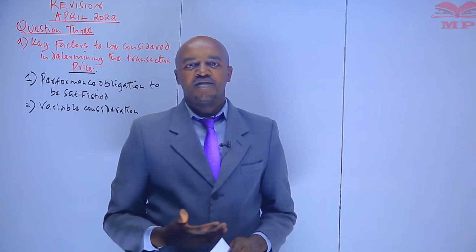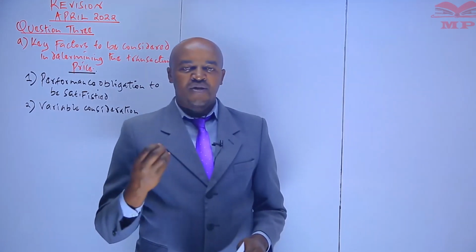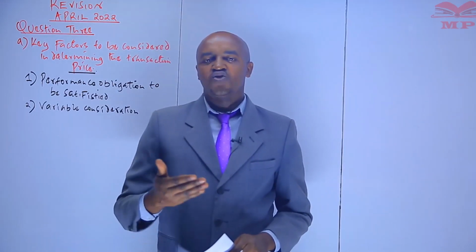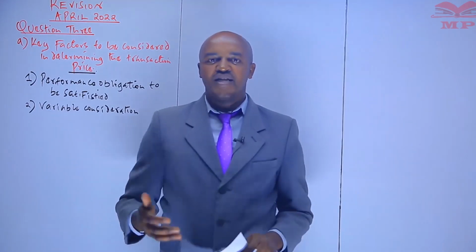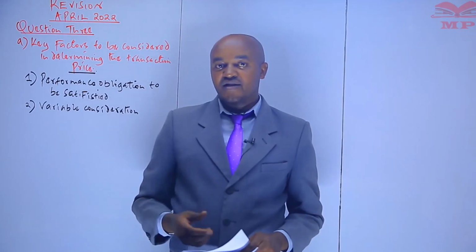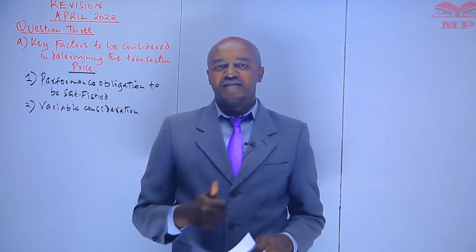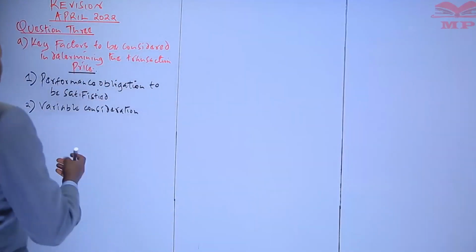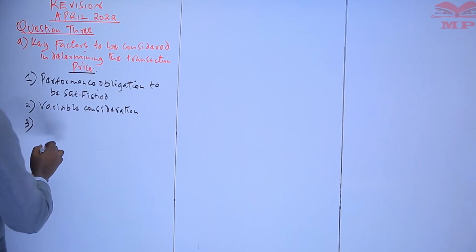So in other terms, we can say that this particular consideration is contingent, and therefore in this case, what the company will need to do is to estimate this particular variable consideration, because you are saying that this particular consideration will depend on a number of factors. So therefore, in determining the transaction price to be charged, the company needs to estimate that variable consideration.